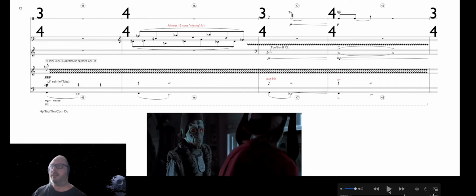I knew it. And again, we have this really extraordinary, basically 12-tone set missing an A natural. So it's 11 notes of the chromatic scale.